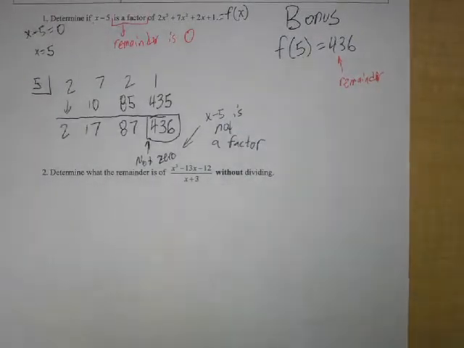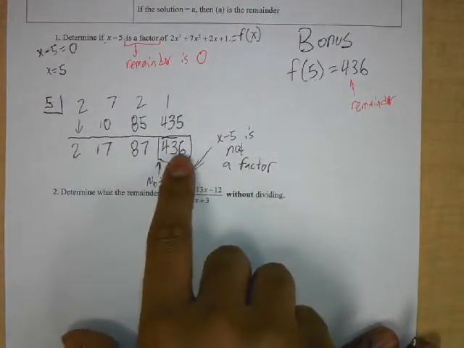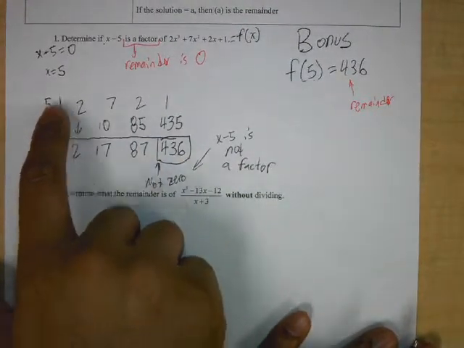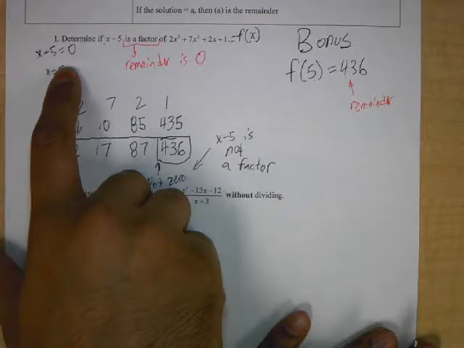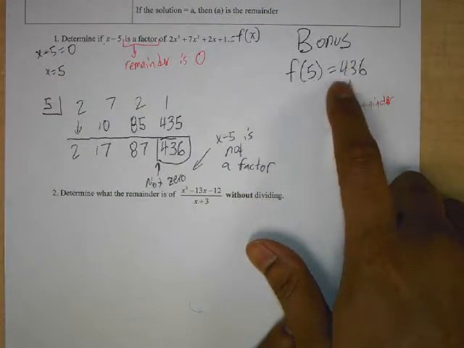Now, number 2 actually is asking us for the reverse, okay? And it says, hey, can we figure out what the remainder is without dividing, okay? So remember, we said that when I found this remainder, that was because of 5, which is the solution to this, right? And if I had just plugged the number 5 in, I could also have found that remainder, okay?